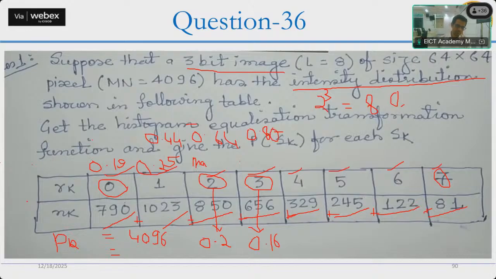Now what will we do? One last step is there. After this, what do we do? We can't substitute these values directly. What will you do? You will scale it. Up to what scale? Up to what maximum value?